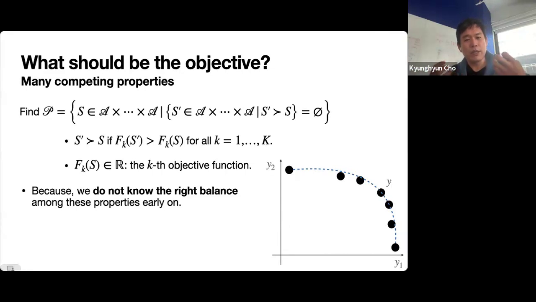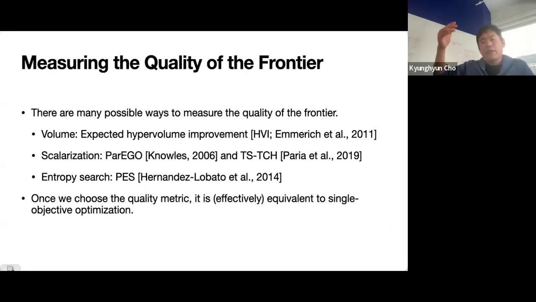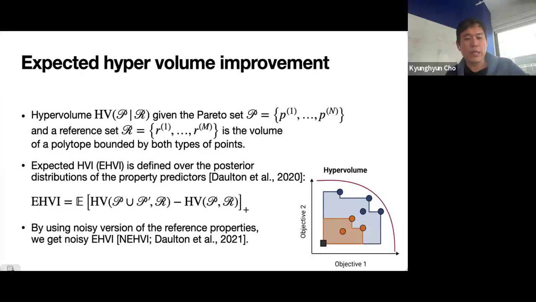What that means is that early on, when you design these molecules, we have to explore the entire spectrum of the different trade-offs. That is, we need to explore the Pareto frontier. And this all actually boils down to the problem of measuring the quality of the frontier. In the multi-objective optimization community, people have come up with many different ways to measure it. Some are based on volumes, some on random scalarization, some on more information-theoretic metrics such as the entropy. Once we choose one of these quality metrics, it becomes effectively equivalent to single objective optimization. And at Prescient Design, we've been using expected hypervolume improvement, or its variant, noisy expected hypervolume improvement, for some time.